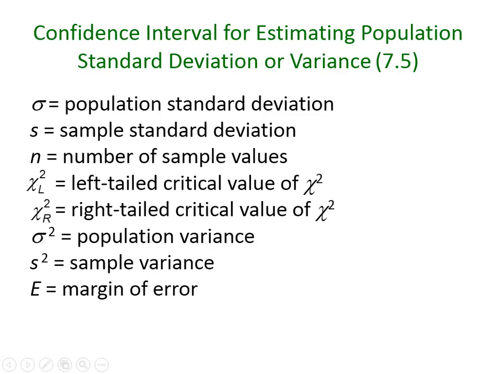Now, if sigma is my population standard deviation, sigma squared is my population variance. S is your sample standard deviation. S squared is your sample variance. Because remember, your standard deviation is the square root of the variance. Your variance is the square of your standard deviation. Those two things are related. E is my margin of error. How far off am I?